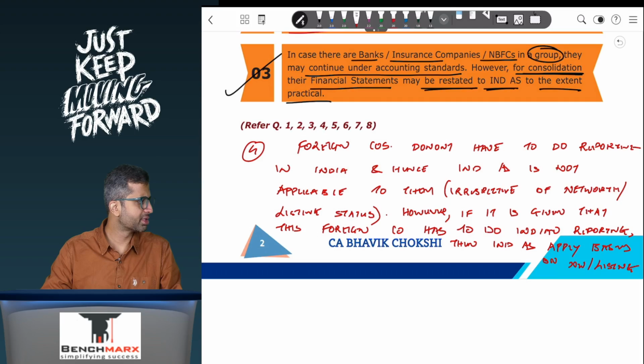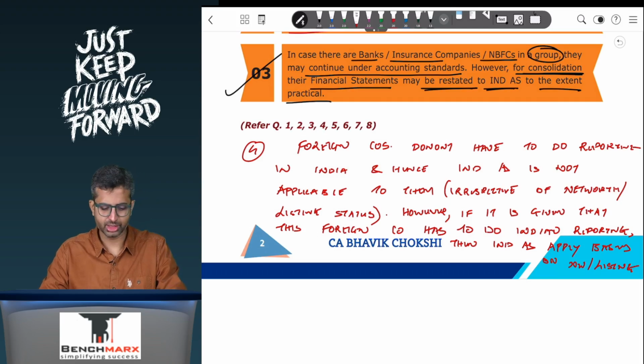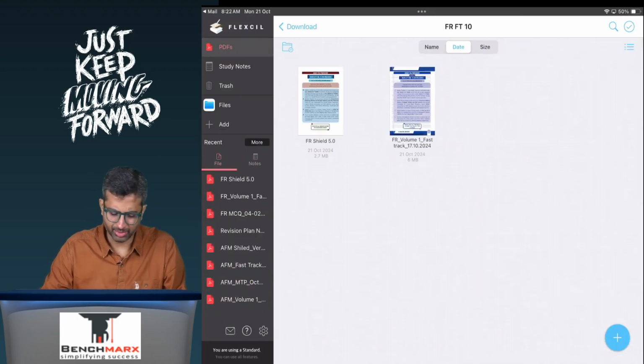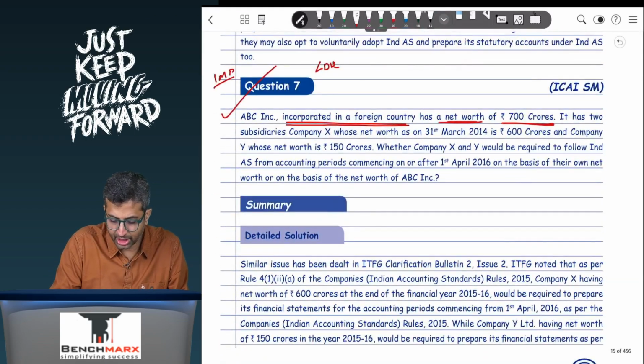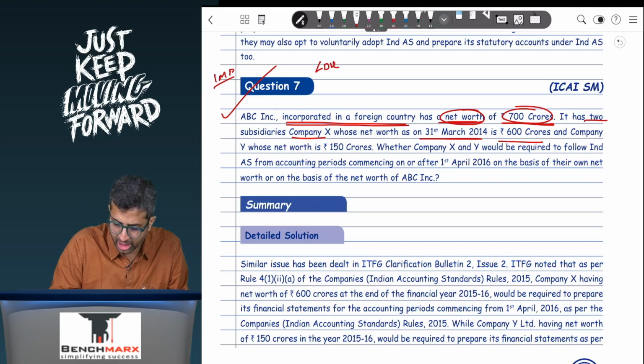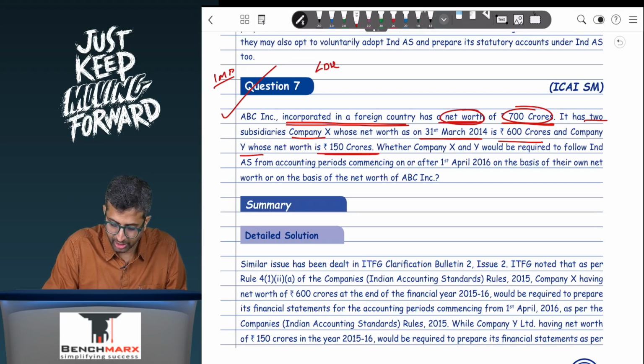Are we clear with this? Yes? Okay. So, keeping that into consideration, if I go to question number 7: ABC Incorporated in a foreign country has a net worth of 700 crores. It has two subsidiaries, X whose net worth as on 31st March 14 is 600 and Y whose net worth is 150. Let's say these are two Indian subsidiaries.